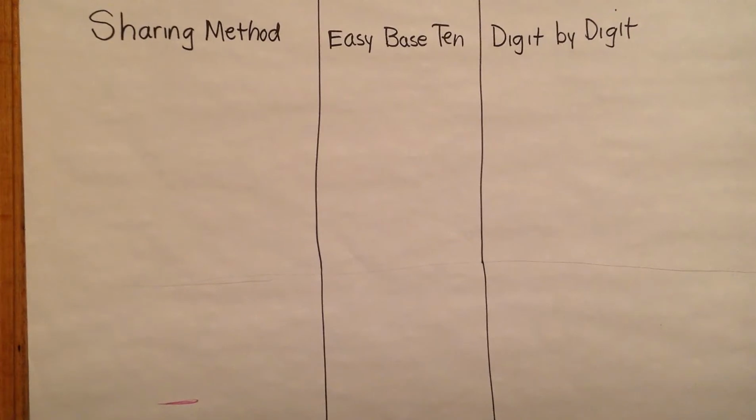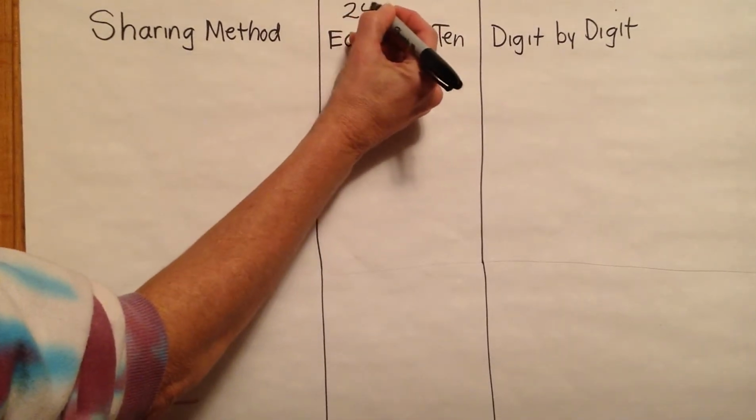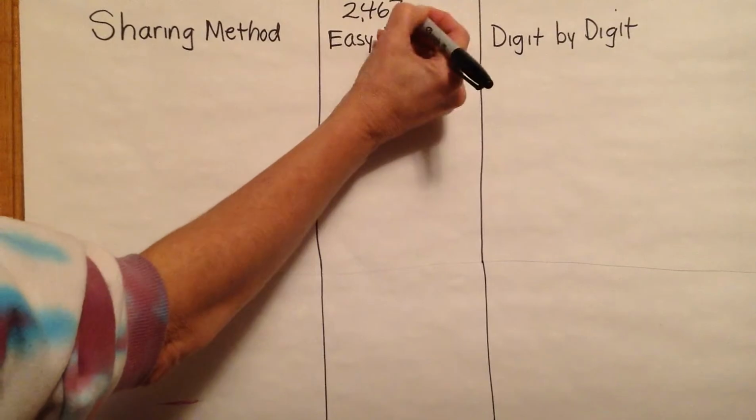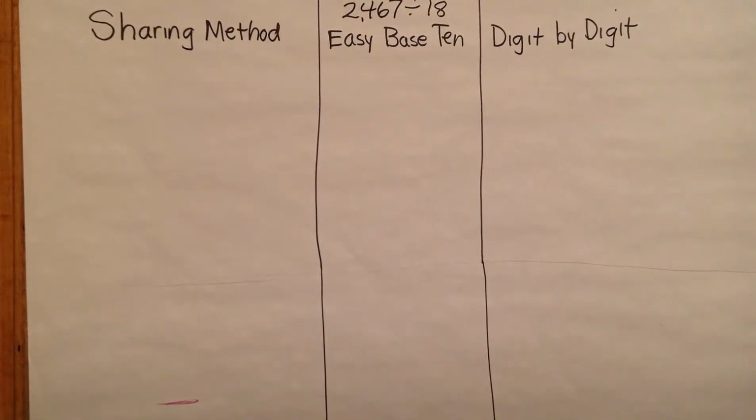So let's start with the sharing method, which is kind of like our old base 10 drawings, but instead of making base 10 drawings, I'm going to use the actual numbers so you can see what's happening. And we're going to do 2,467 divided by 18. And I've picked a big number to show you that you can do any of these 3 methods with any number, and not to get nervous about it, it's just following through until you're finished.